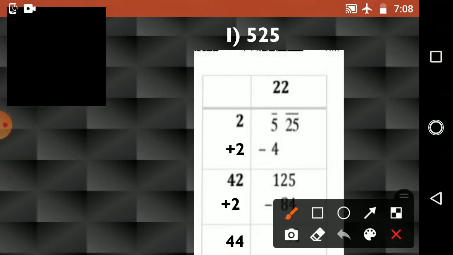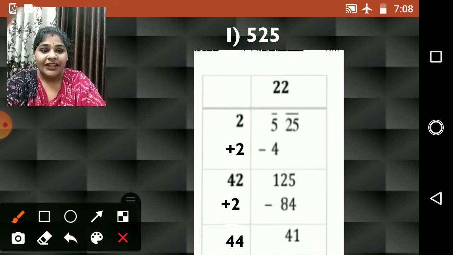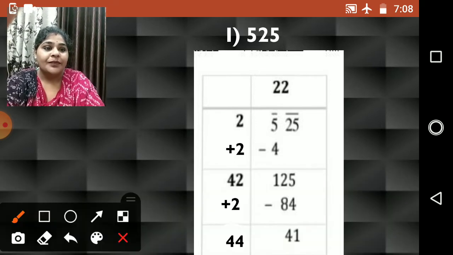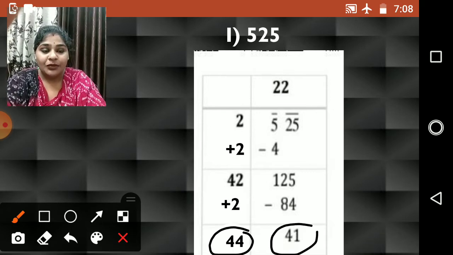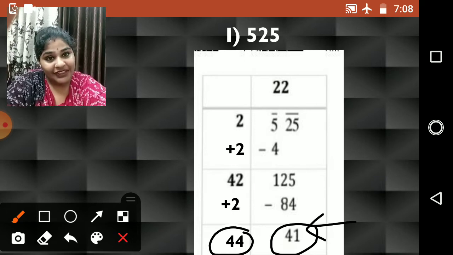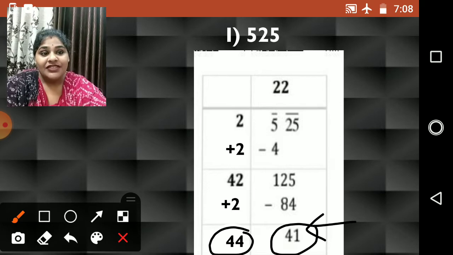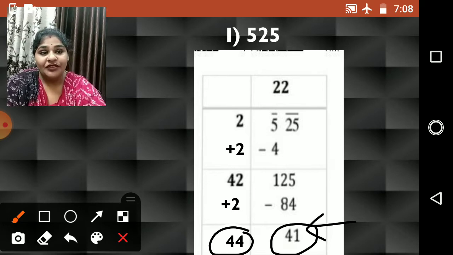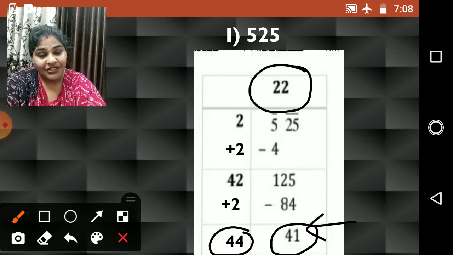Now if you notice, children, here the number is 44 and here it is 41. So this number is less than this, so we cannot further divide. So we will stop here. Now our remainder is 41. So now, children, the next step is you have to concentrate over here on this number, that is 22.